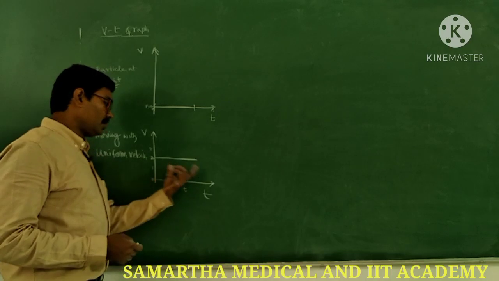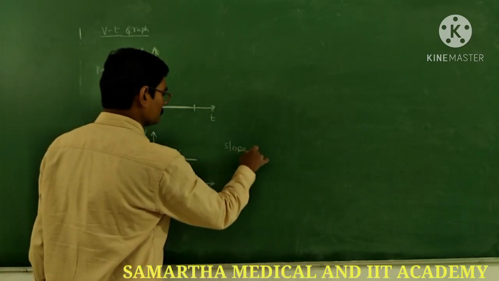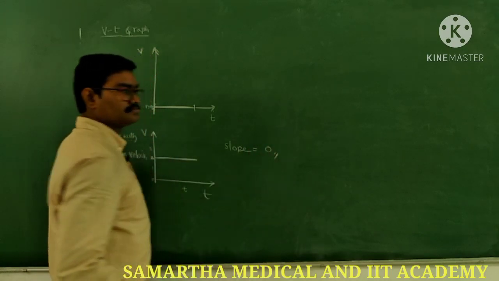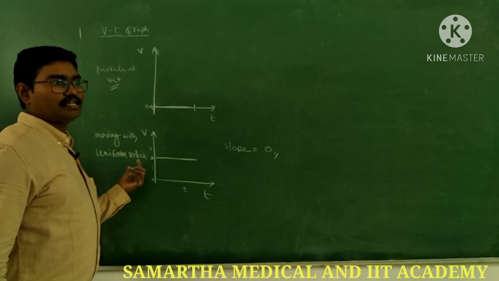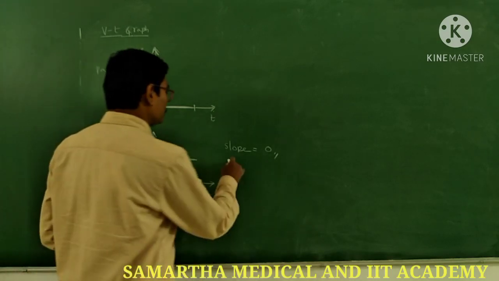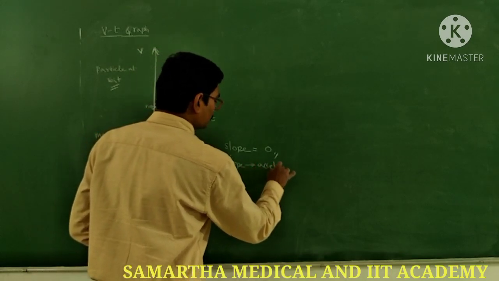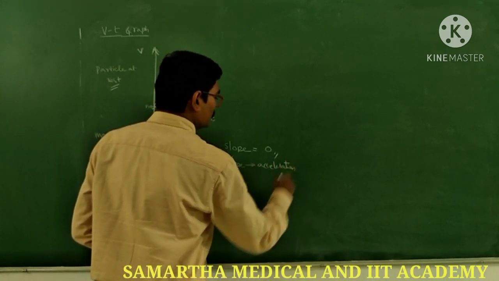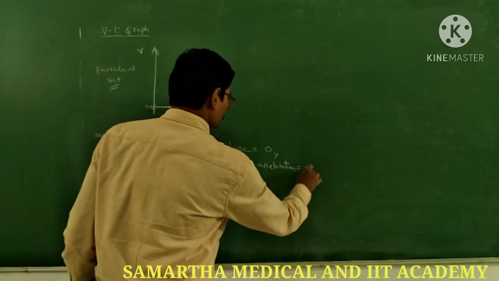Okay? So now what is the slope of this curve? 0. Slope is 0, since the particle is going with uniform velocity. Then what is the acceleration? 0. Slope gives you what? Acceleration. Slope gives average acceleration, which is 0.